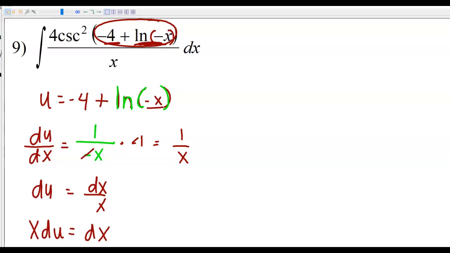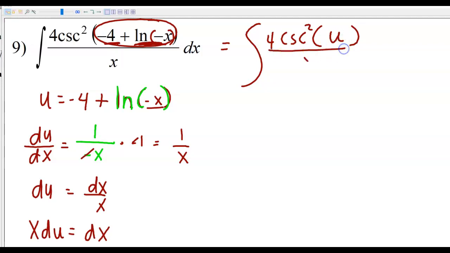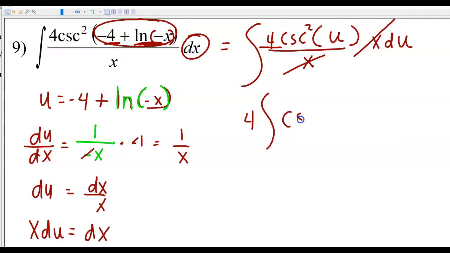All right. So now we're ready to rewrite this. The 4 cosecant squared all stays the same, but I am going to replace everything in parentheses there with a u. The x is going to stay there, and then I'm going to replace the dx with x du. And the beautiful thing about that is that the x's cancel out. We have another constant multiple, so I'm going to pull that out of the brackets there. And now we're looking at a very simple and basic integration rule.